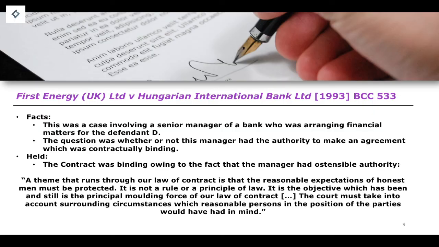It says here that a theme that runs through our law of contract is that the reasonable expectations of honest men must be protected. It is not a rule or principle of law, it is the objective which has been and still is the principal moulding force of our law of contract. The court must take into account surrounding circumstances which reasonable persons in the positions of the parties would have had in mind.